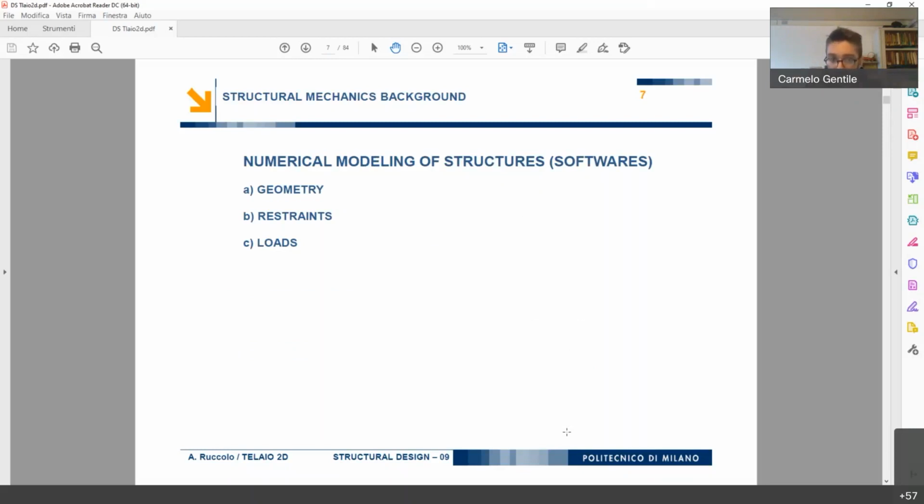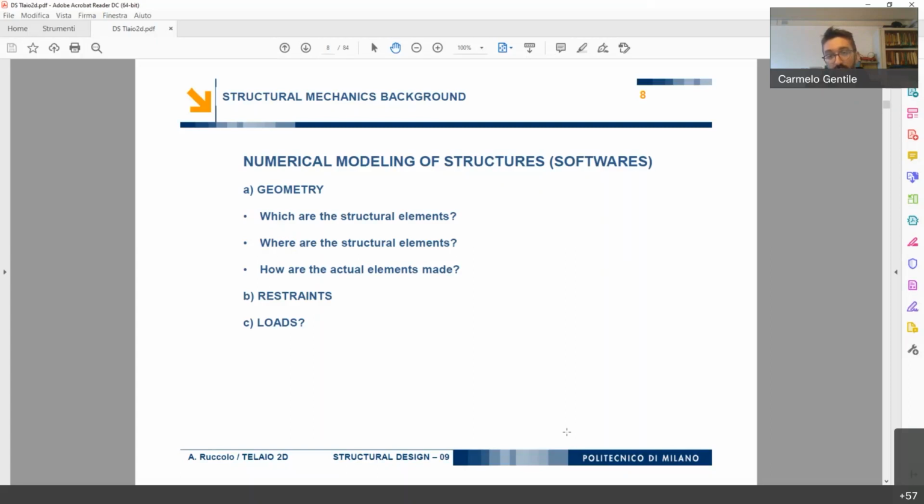What do we need to perform the numerical modeling of the structures using software, but not only using software, using whatever tool we have, even when we do hand computation? First of all, we have to know the geometry, okay? So we have to have clear which are the structural elements of the structure, where they are, how they are connected to each other, and finally, how they are actually made.